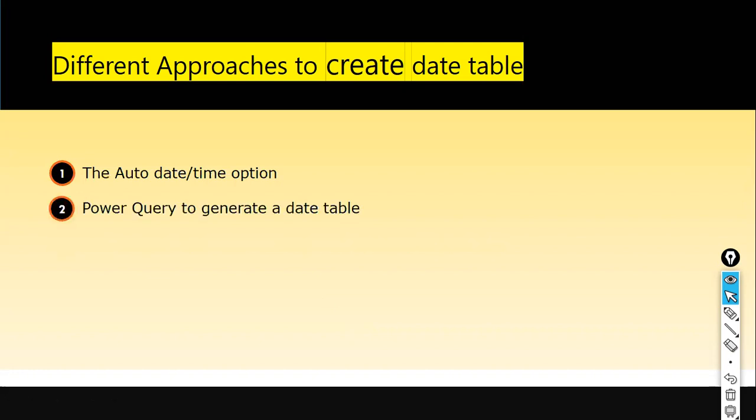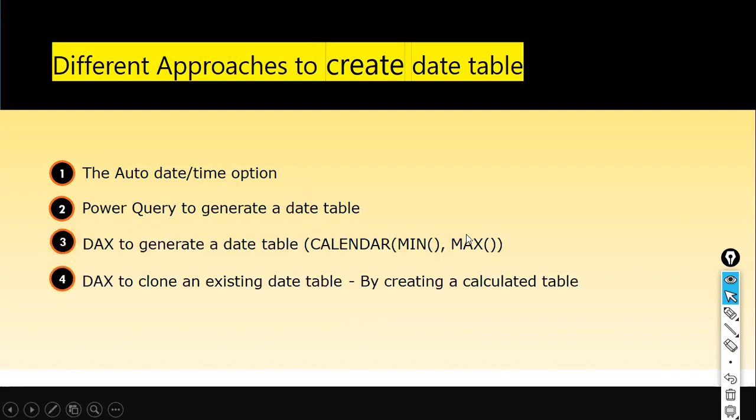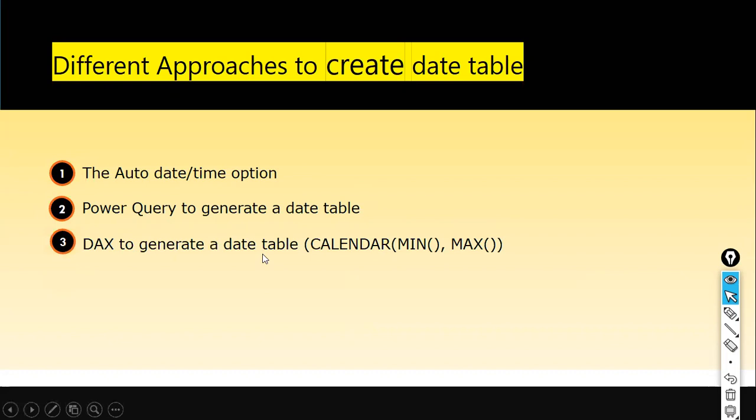So what are the ways that I can create the date table? You can use auto date/time. This is not recommended, but still it is one of the approaches. The second one is you can use Power Query to generate a date table, or you can use DAX. DAX is pretty simple compared to anything else. Using DAX, you can generate a date table.